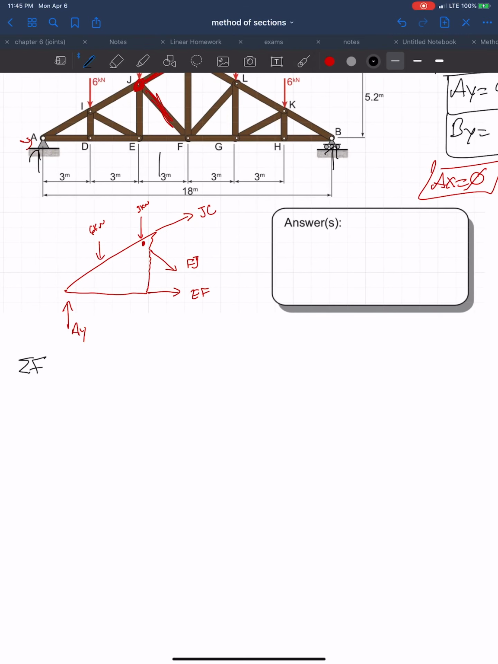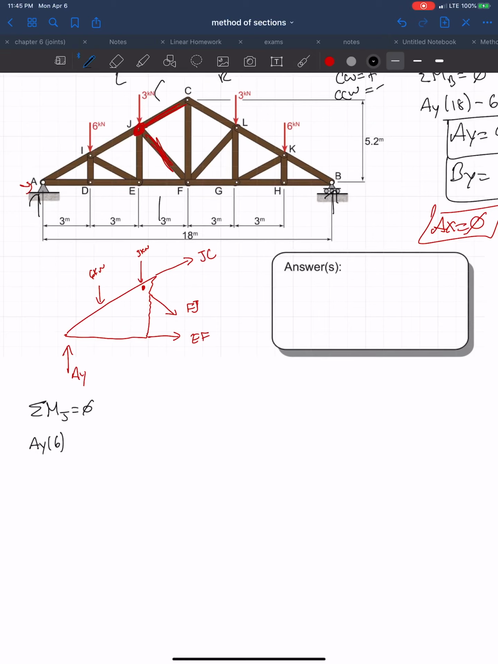So we're going to have a moment. Moment at J is equal to 0. Okay. So we're going to have our A of y times the distance of 6, correct? And that's going to be clockwise. Okay, and again, they always state, so I'm going to go ahead and just state it up here. Clockwise is positive.